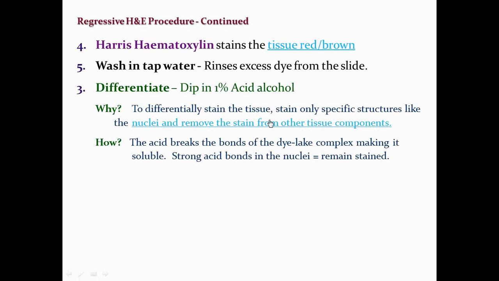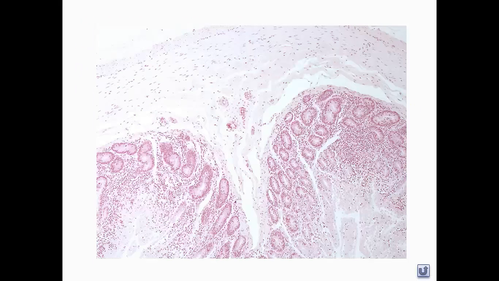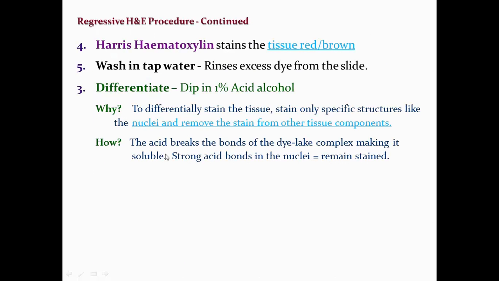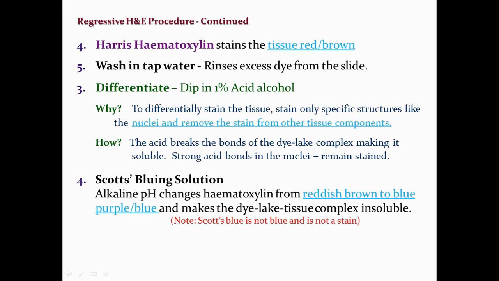Let's have a look at a slide that has had the excess stain removed. You can see now that the nuclei is still quite dark red, but the background is clear and almost a little bit grey, I guess. We need to make sure that we wash the excess acid alcohol off. Then we can place the sections into Scott's bluing solution.